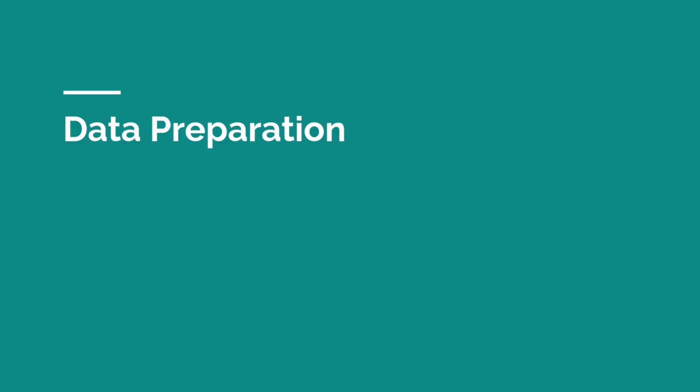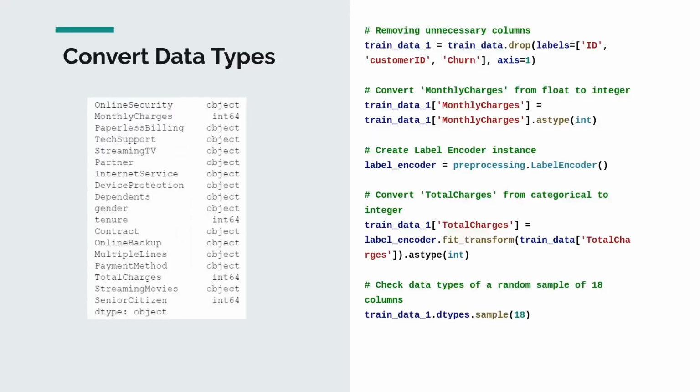company. Now, data preparation. We took 3 steps in our data preparation. We converted some data types. There were some that were loaded in as categorical when they should have been numerical. We also created dummy variables for the remaining categorical variables. And then we did a test train split in order to train and test the model on the data.